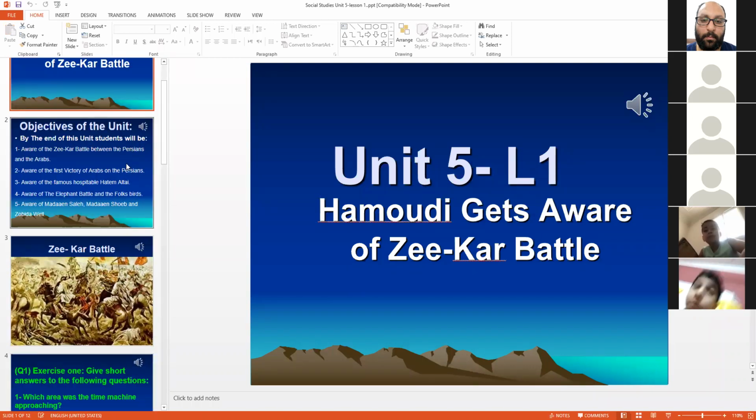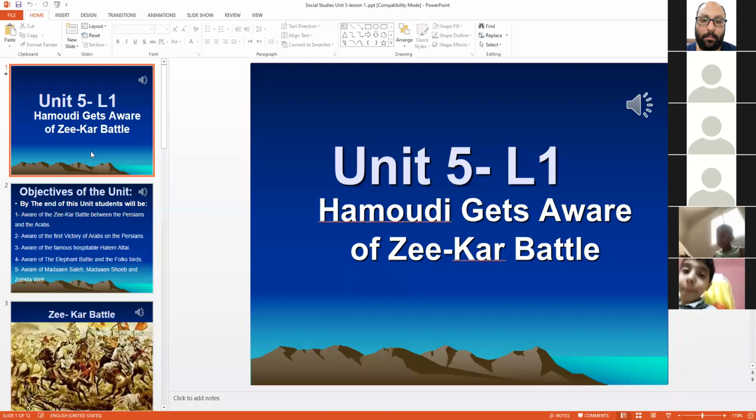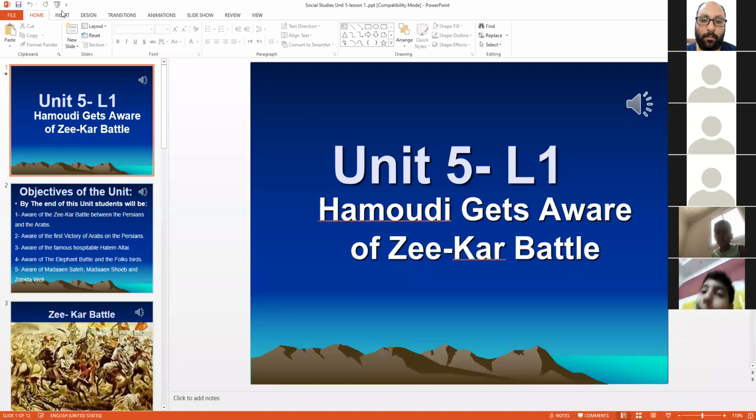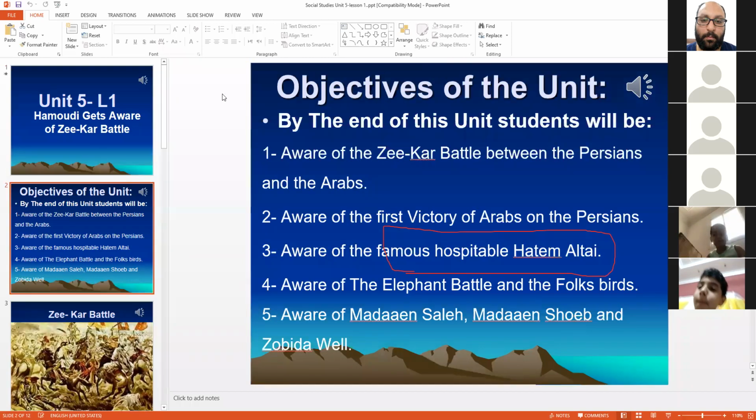First of all, we need to make a summary for the lesson today. This lesson is about Unit 5, Lesson 1. Hamoudi will know about the Dhikar battle. Objective of the unit: by the end of this unit, students will be aware of the Dhikar battle between the Persians and the Arabs. This is our first lesson.